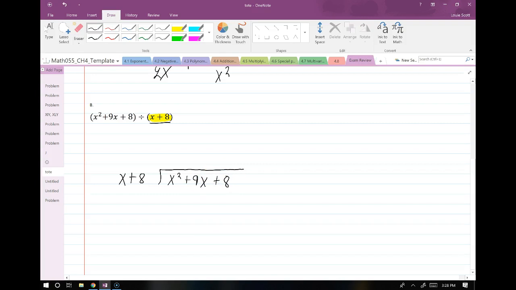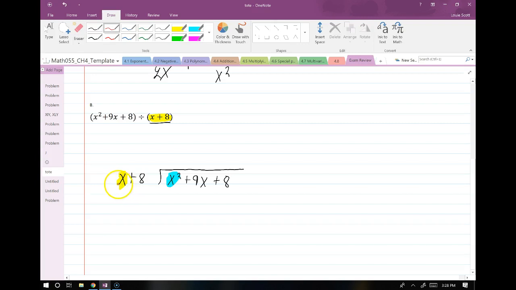So the way that this works, if you guys missed the video, is we select the two leading terms in each of our polynomials. And we say, what do we need to multiply this term in yellow by in order to get this term in blue? Okay? And the yellow term is always from the divisor. The blue term would always be from the dividend.